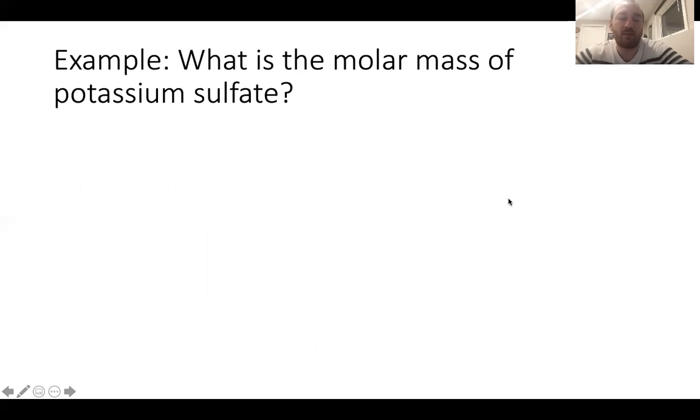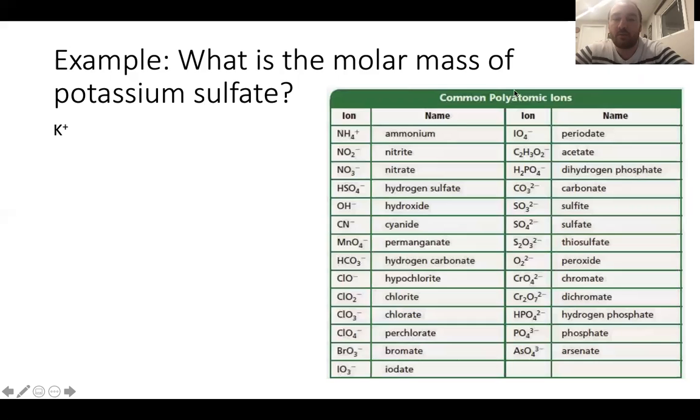Okay, so now looking at the last question, we are wanting to calculate the molar mass of potassium sulfate. So you can see here, we don't have the chemical formula. So the first thing we need to do is find the chemical formula. So we know that potassium, when we look at that on the periodic table, the element symbol for potassium is K, but sulfate is a polyatomic ion. So we need to refer to our common polyatomic ions table, and we need to look for sulfate.